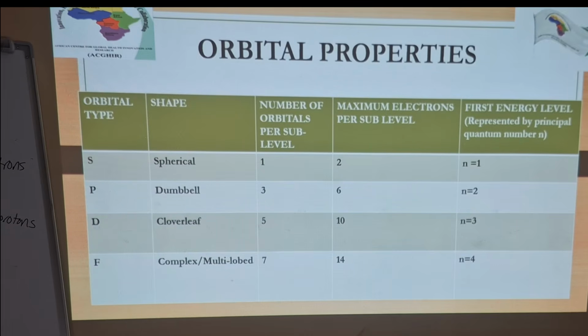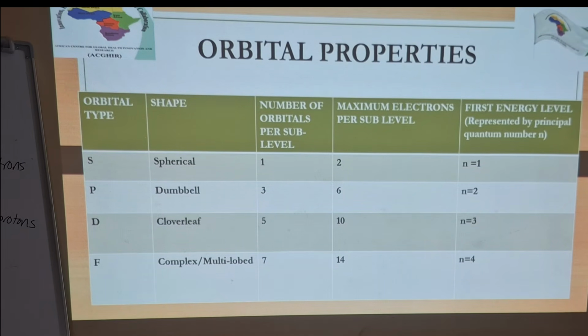The number of orbitals per sublevel: the S has 1 orbital per sublevel. The P has 3 orbitals per sublevel. The D, 5 orbitals per sublevel. The F, 7 orbitals per sublevel. Each of these orbitals contains a maximum of 2 electrons. This therefore means for the S sublevel, it can have a maximum of 2 electrons.